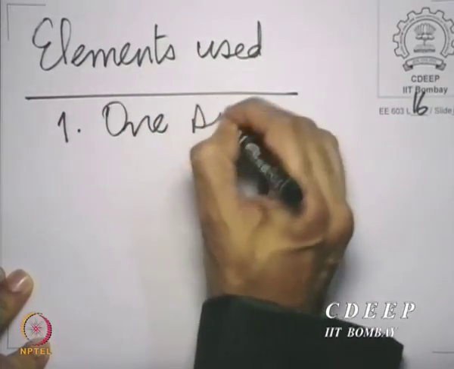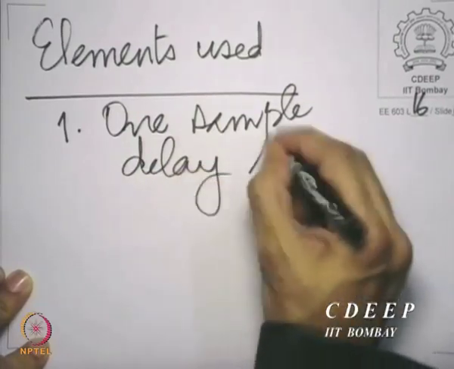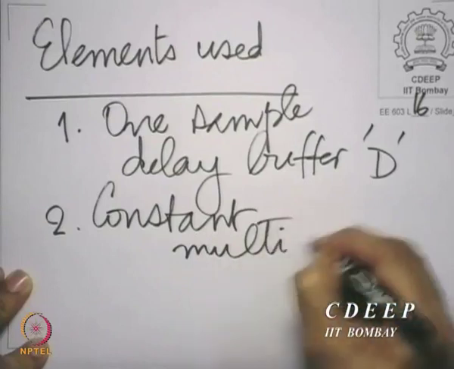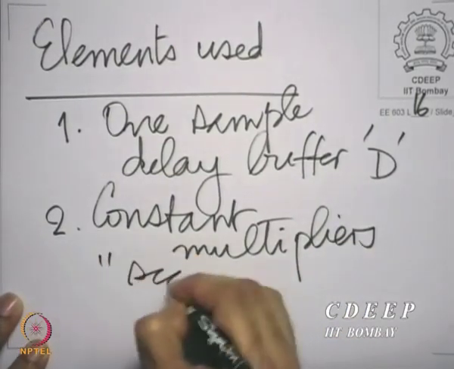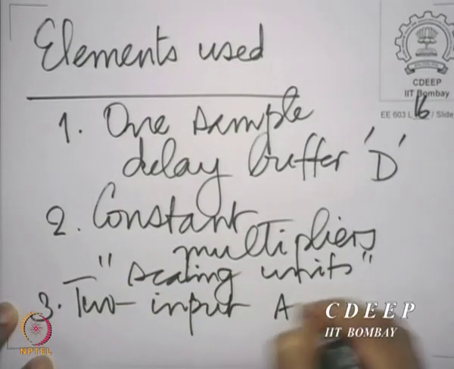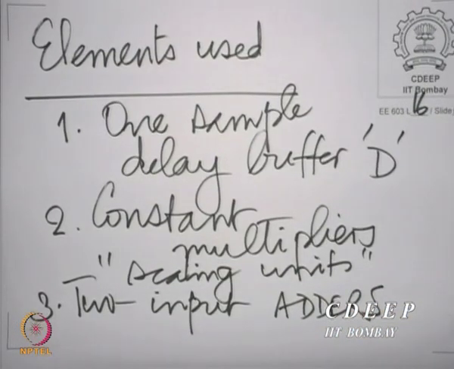Finite is important. What kind of hardware and software have we used here? Let us again list that down. Elements that are used: one sample delay buffer, which we denoted by D, constant multipliers or scaling units, and two input adders. These are three kinds of elements that we used. Of course, you can very easily see that each of these elements can either be thought of as a hardware element or as a software element.